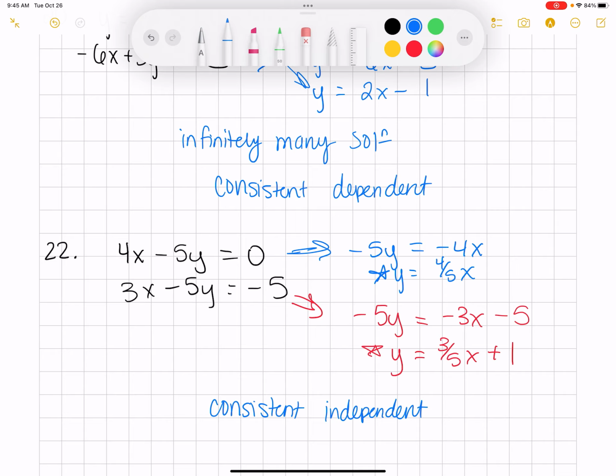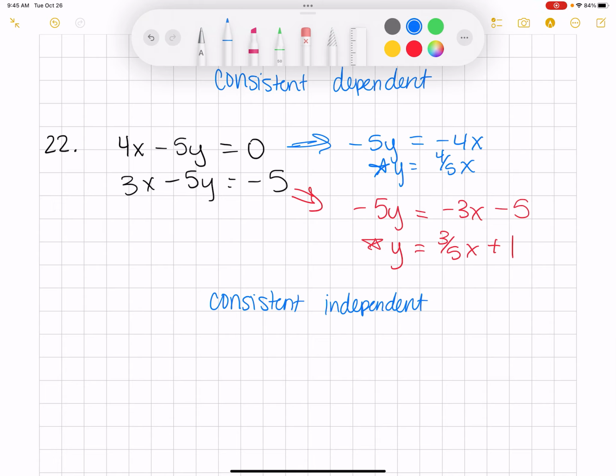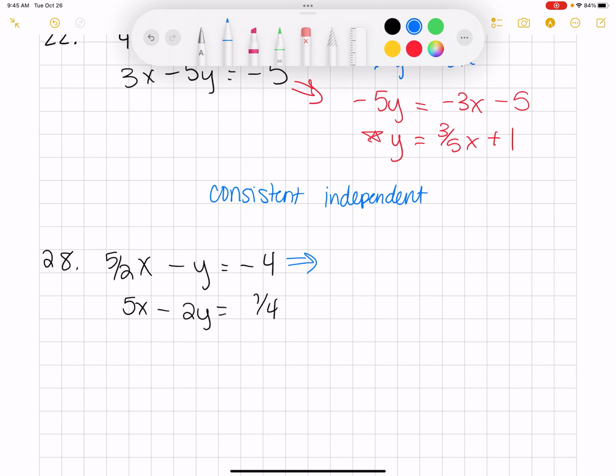And then let's just do one more. 28. 5/2 x minus y is equal to negative 4. And 5x minus 2y is equal to 1/4. Disgusting. That's some devil language. Alright, so subtract 5/2 x, so negative y is equal to negative 5/2 x minus 4. Divide by the negative, so y is equal to 5/2 x plus 4.